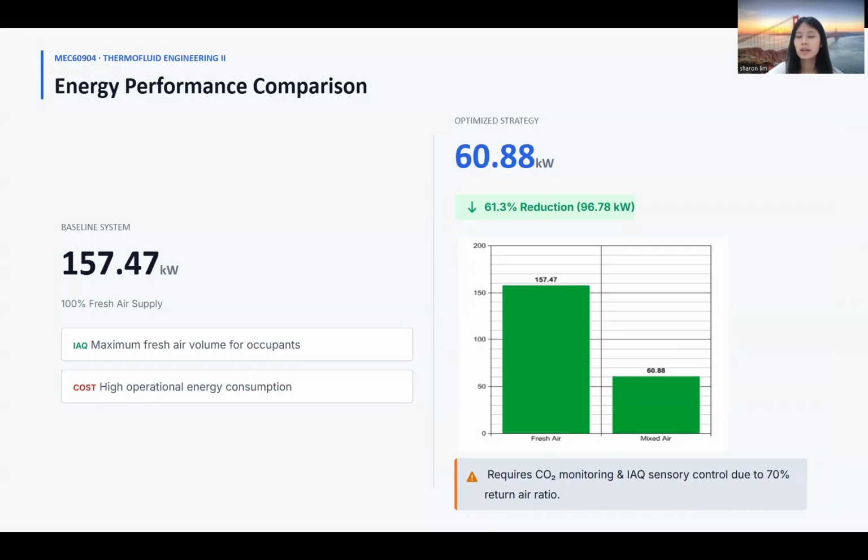However, there's also an important trade-off. Because the mixed air system recirculates 70% return air, the amount of fresh outdoor air entering the building is reduced. Therefore, carbon dioxide concentration and indoor air quality must be monitored using CO2 sensors and proper ventilation control. So when these systems are properly managed, the mixed air strategy provides excellent energy savings while maintaining the occupants' comfort.